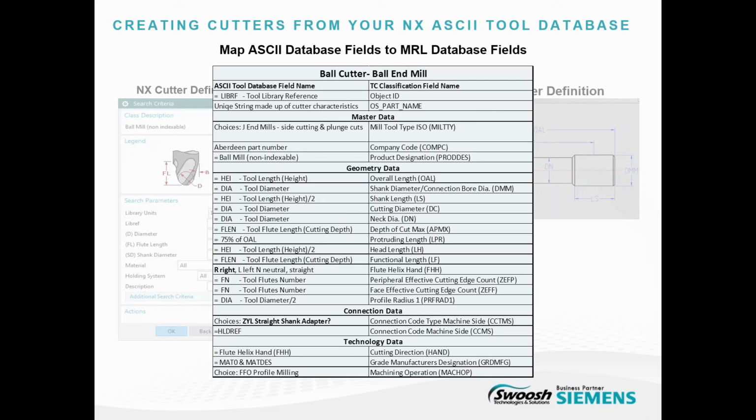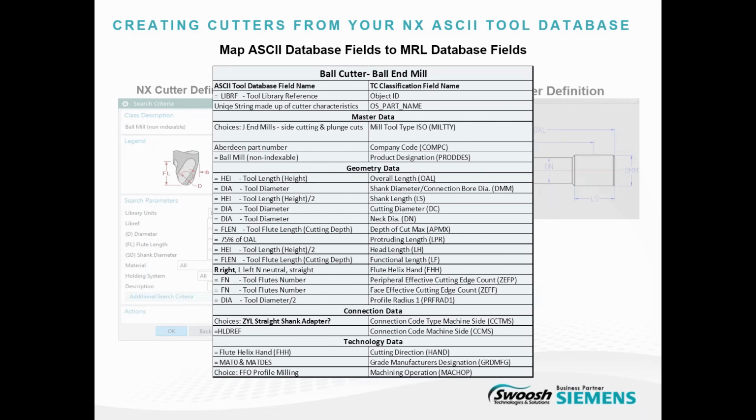So there's some master data, company codes, product designation. There's some geometric data, which we use to create the geometry. There's connection data, which helps you do automatic assembly creation, as well as understanding what tools can be connected to what and how. And then there's also some technology data.